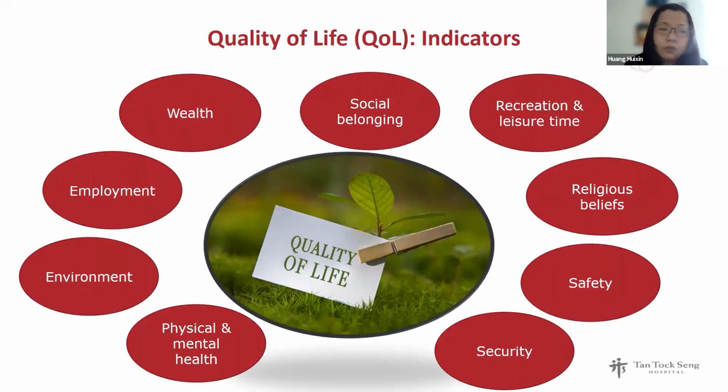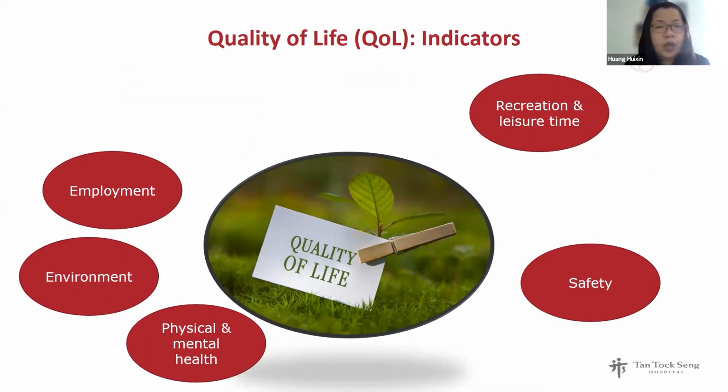It can be wealth, employment, environment, physical and mental health, social belonging, recreation, religious beliefs, safety. But in the eyes of a person with MND, a few of these might be the main indicators of their quality of life. But of course, as I said, it varies from person to person. So this is just a rough possible indicator.